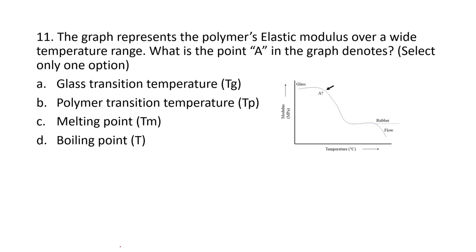So moving on to the next question. The graph represents the polymer's elastic modulus over a wide temperature range. What does the point A denote in the graph? So this is a graph between elastic modulus or Young's modulus versus temperature.